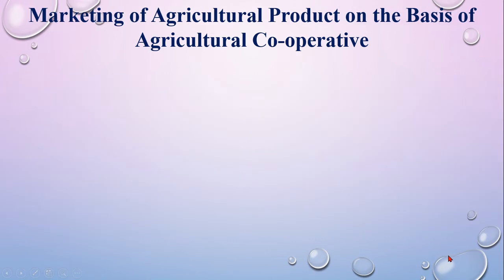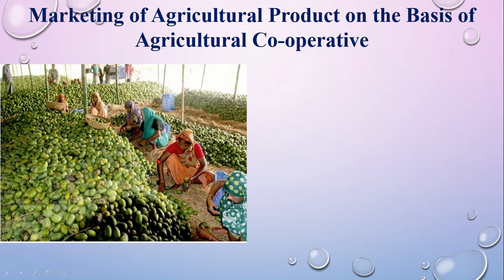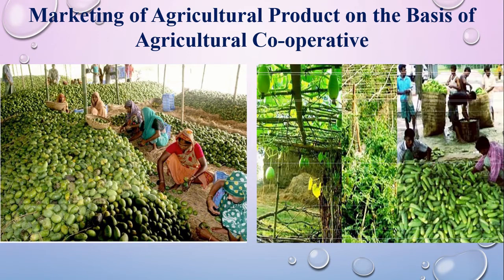Next one is marketing of agriculture product on the basis of agriculture cooperative. If you see here, the people prepare the mango for marketing. Here is a couple of women. They process the product for marketing, so they work as a cooperative. And here is another picture as well, the cucumber. Then here you see the bottle gourd. They prepare for the process for marketing.